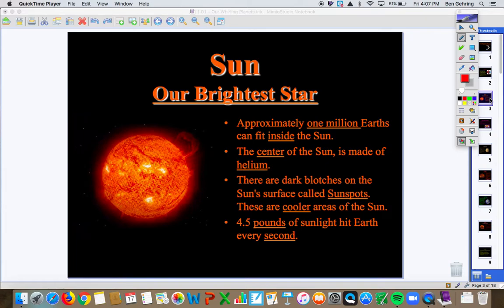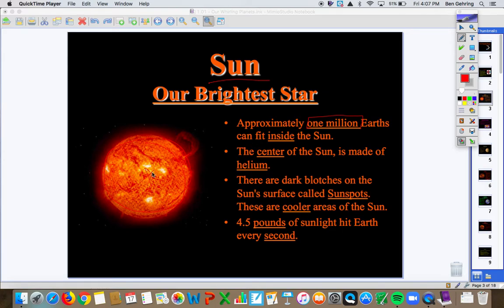So let's get started. For starters, at the center of our solar system, we have the sun. And our sun is the brightest star we can see in the sky. As far as size goes, approximately 1 million Earths could fit inside of the sun. So it's not small by any stretch of the imagination. But as we'll learn later on in the unit, it's not super big either.